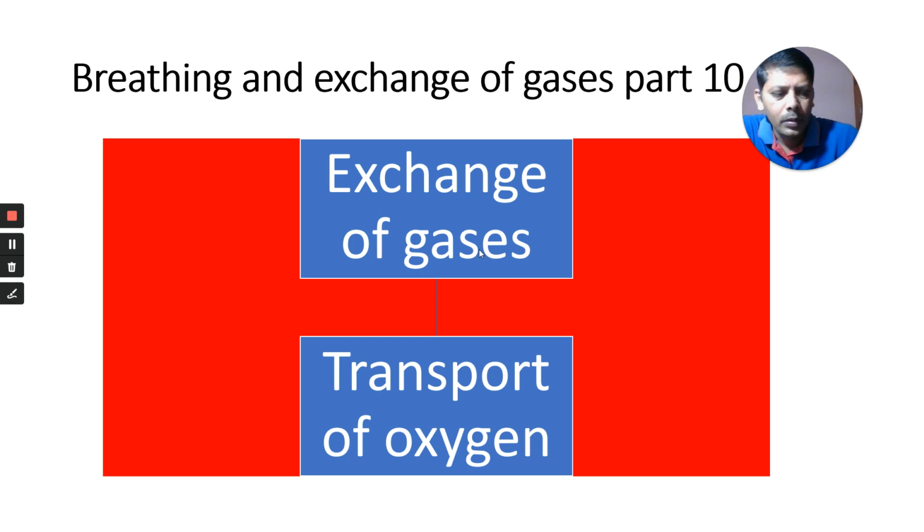Today we are going to talk about exchange of gases and transport of oxygen. Exchange of gases, some part of it was already covered in the previous part. This is the breathing and exchange of gases chapter as per the NCERT textbook. It is the 17th chapter in the first year textbook. In the state textbook, it is in the first unit, part 1B.